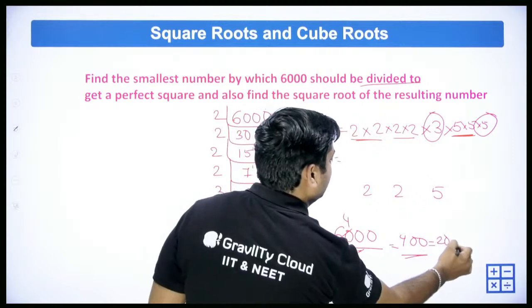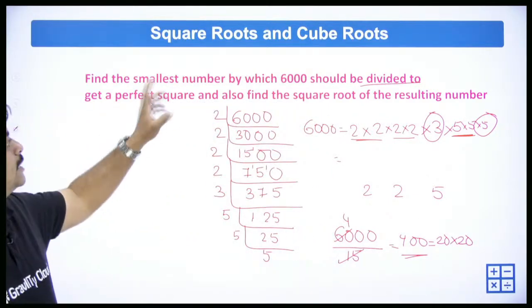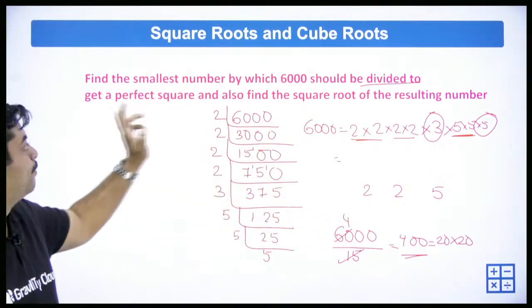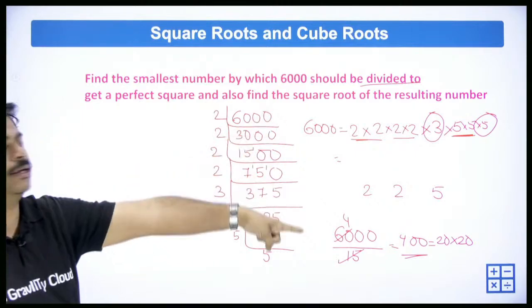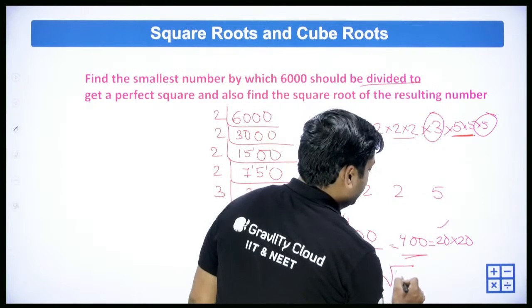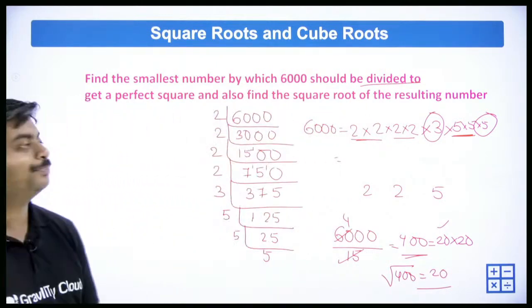You know, it is 20 into 20. Right. So the question is to find the smallest number by which 6,000 should be divided, so we need to divide with 15, to get a perfect square. Also find the square root of the resulting number. The resulting number is 400, and root 400 is 20. Right.